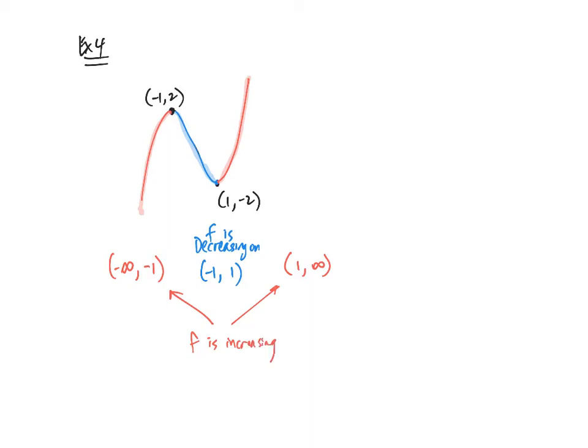Now, when you define intervals on which a function is increasing or decreasing, you are referring to the x values, right? Not the y values. So intervals refer to x values. That's why, in this particular case, the y values, 2 and -2, are irrelevant to this situation when you're just talking about identifying intervals.